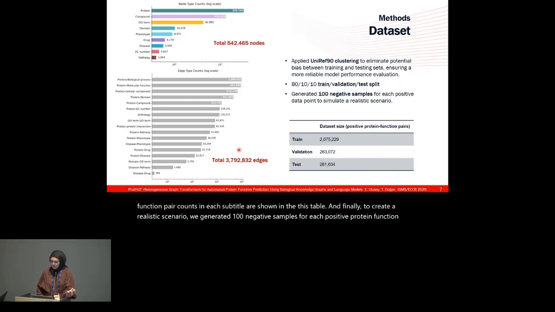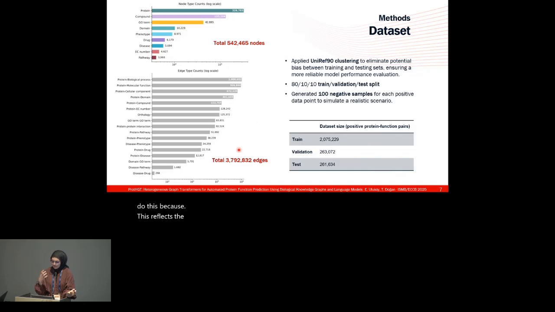And finally, to create a realistic scenario, we generated 100 negative samples for each positive protein function pair. And we do this because this reflects the fact that proteins are usually annotated with only a few functions, while most of the other functions need to be predicted as negative.